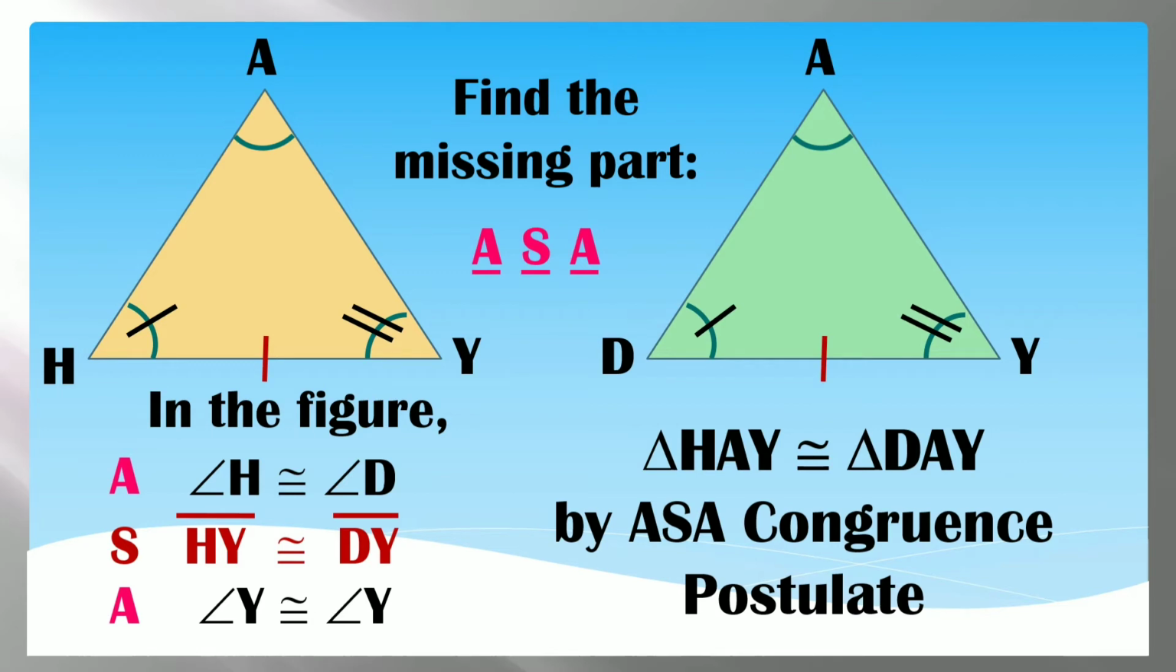Kailangan pag-ASA congruence postulate, dalawang angles na congruent ang dalawang triangle, then isang included side sa dalawang triangle. Yan. So, kailangan included side. So, ibig sabihin, nasa pagitan ng dalawang angles. So, yan po yung ASA congruence postulate.